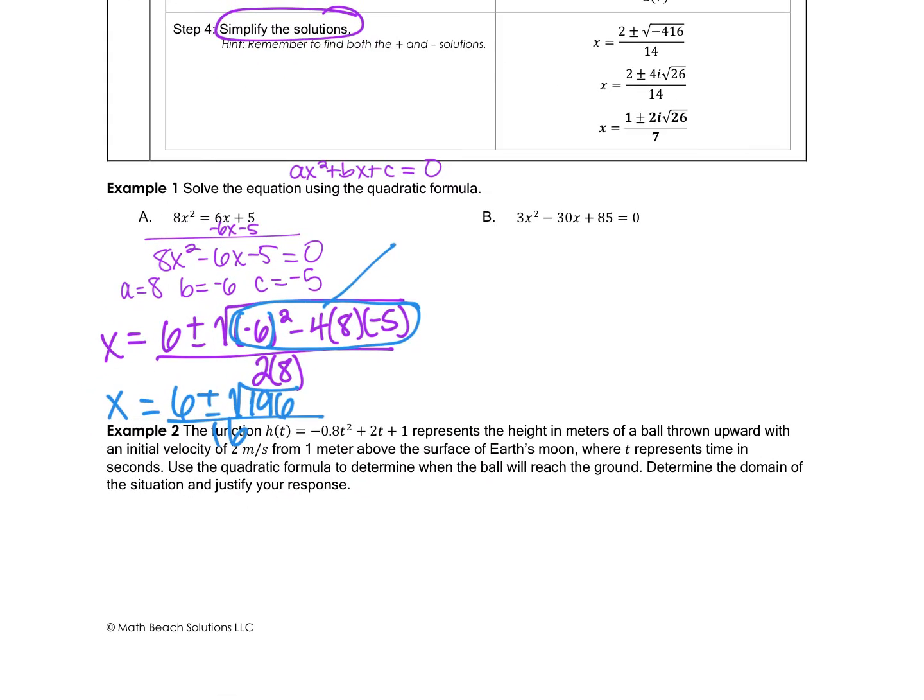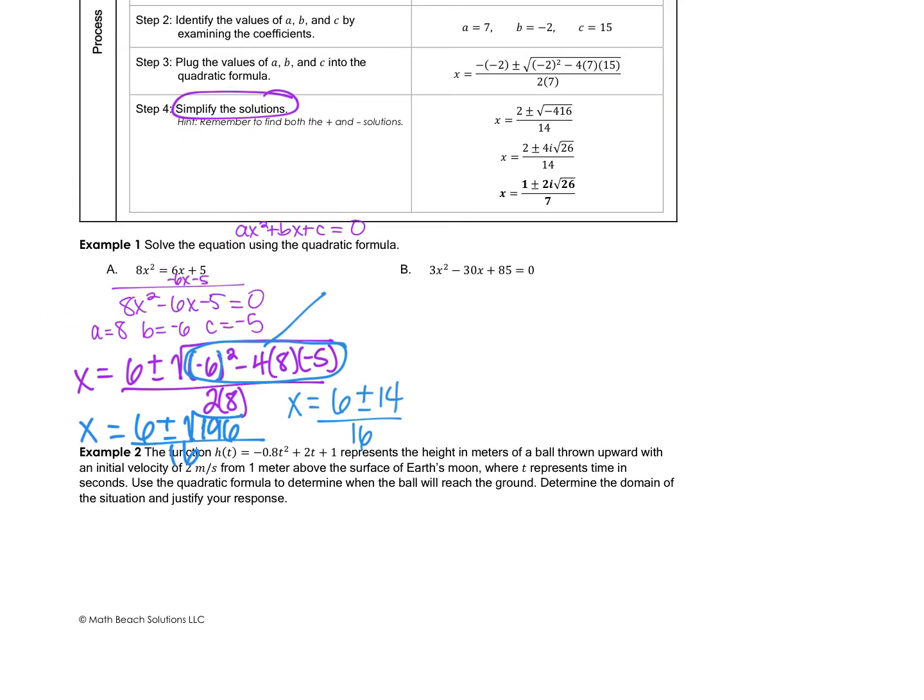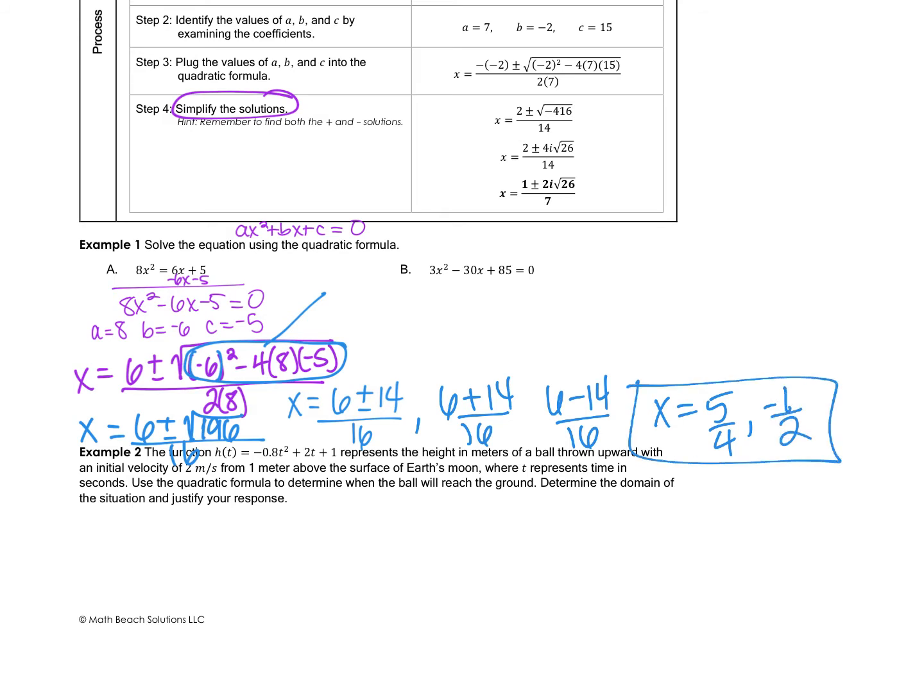So then you're simplifying the radical if possible. The square root of 196, it is a perfect square. It equals 14. So you actually have to work it out. Notice that we don't have a radical anymore because the square root of 196 was a perfect square. So we need to work it out. So I'm going to have two different answers, 6 plus 14 over 16 and 6 minus 14 over 16. So you should get 5/4 and -1/2 for your two solutions.